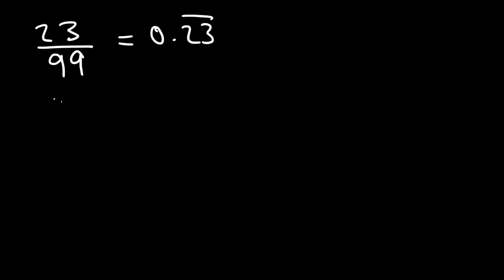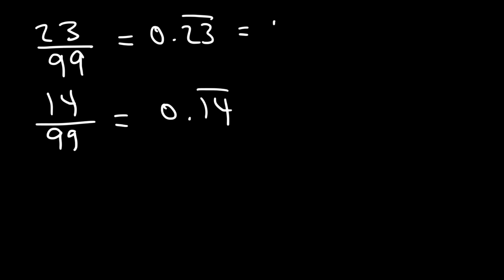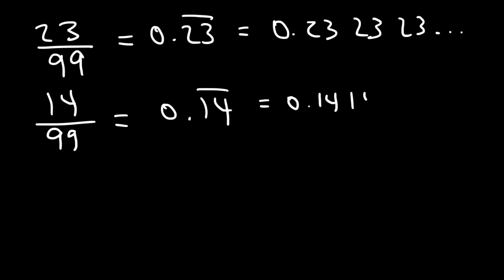Now what if we have two 9s? Let's say 23 over 99. What is that equal to? 23 over 99, that's going to be 0.23 repeated. And so for instance, 14 over 99 is basically 0.14 repeated. So this is 0.23, 23, 23, and so forth. And this is 0.14, 14, 14, and so forth.